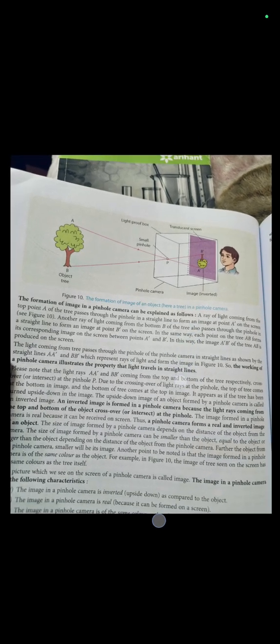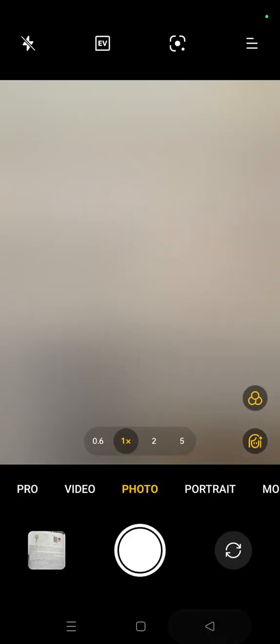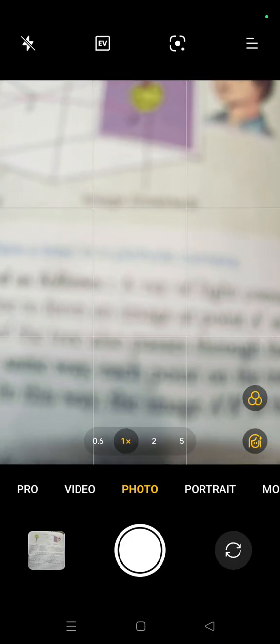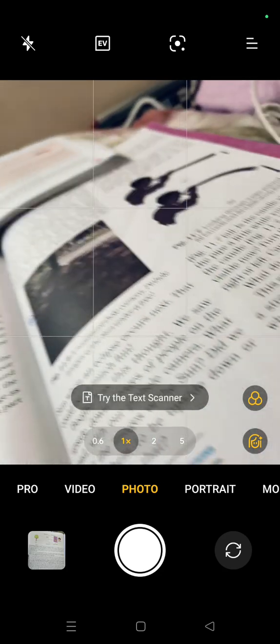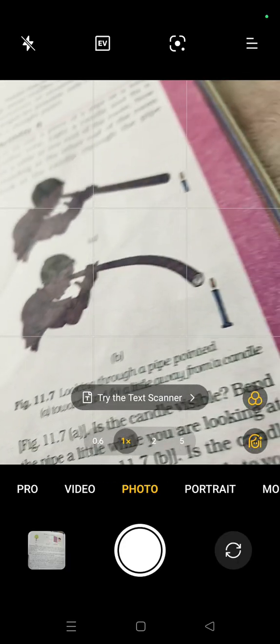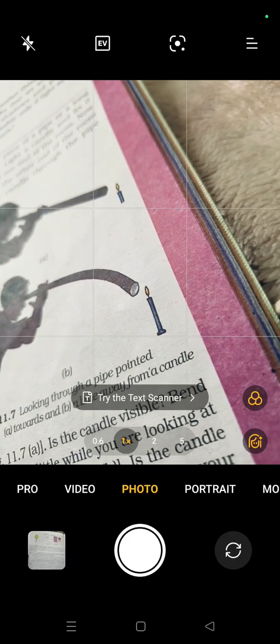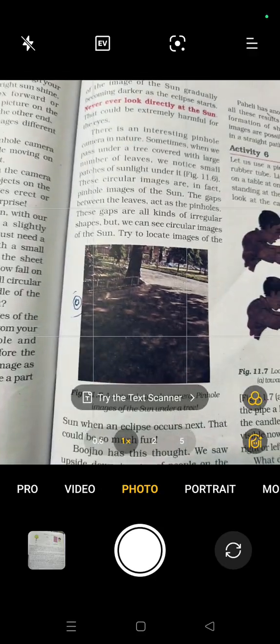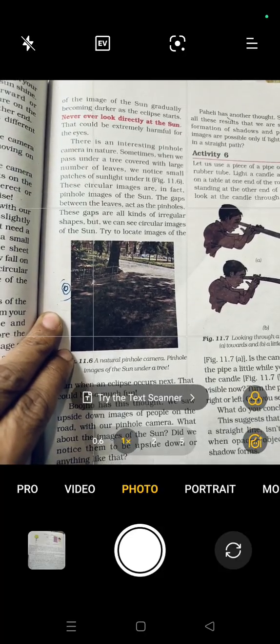We'll discuss about it in further classes also. Pinhole camera, it's very interesting. Okay? There is a line in this book that never ever look directly at the sun.